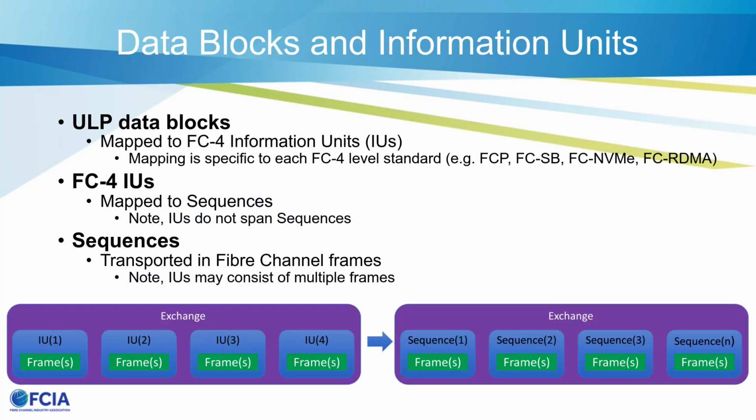And this is just another way, a little bit more information on it. So the upper layer protocol has these information units, and these are mapped to each of the upper level protocols. And these information units are mapped to these sequences. You can see they're going from IU1 to sequence 1. And then the sequences are what are transported in Fibre Channel frames, and they're one or more frames. And all this, you can see the purple outside, is wrapped up in an exchange itself. An exchange is a complete IO operation that ends with a status indicating that it was successful or perhaps not.